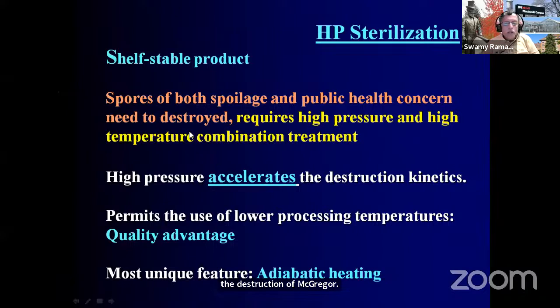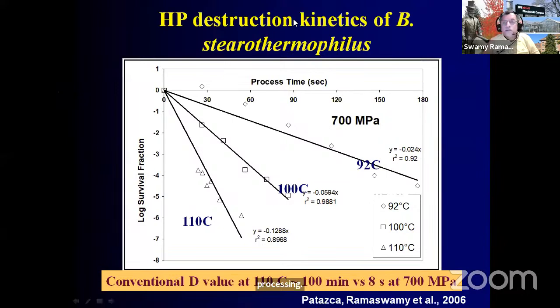So using these temperatures, we can actually make high pressure give much better quality sterile and pasteurized product than conventional thermal processing. This shows high pressure destruction of Bacillus stearothermophilus. This is a thermophilic bacteria. We don't even try to kill them under conventional thermal processing, but you can do that using high pressure. This is 700 megapascals, at 90, 100, and 110 degrees. You can see the destruction curves. Of course, at the same pressure, higher temperature will give you shorter time.